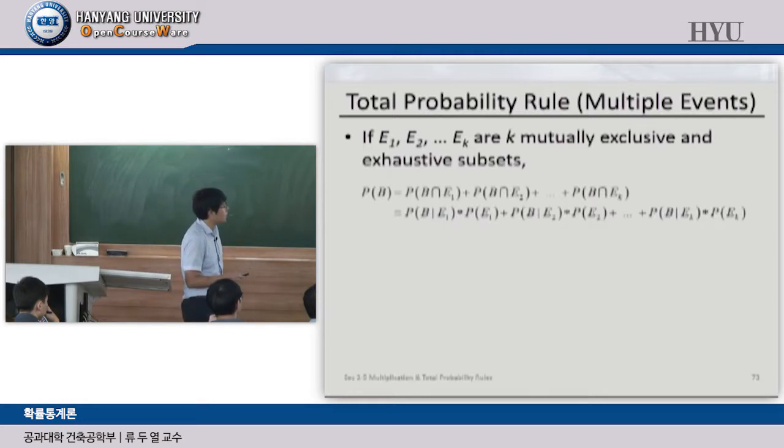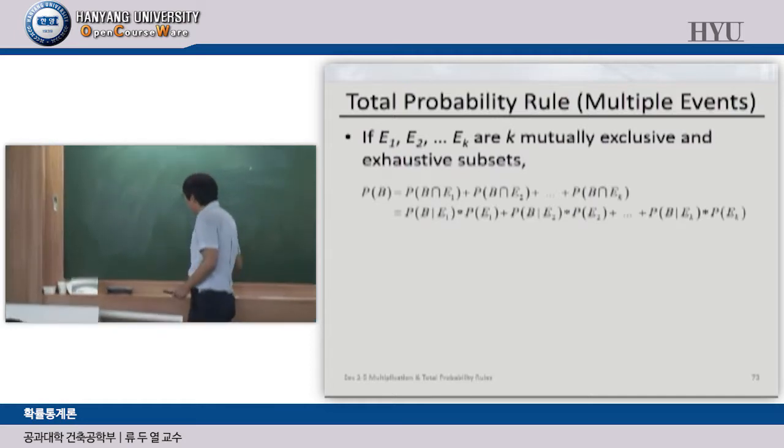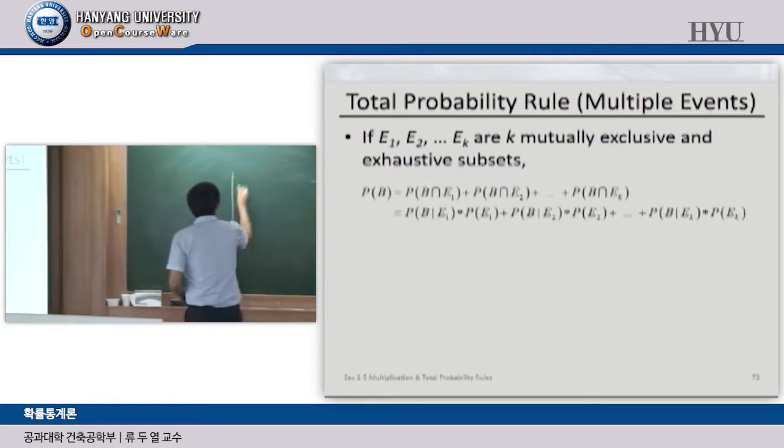the probability of the event B equals the probability of the intersection of B and E1, plus the probability of the intersection of B and E2, and so on, plus the probability of the intersection of B and Ek. And this can be explained by this Venn diagram.